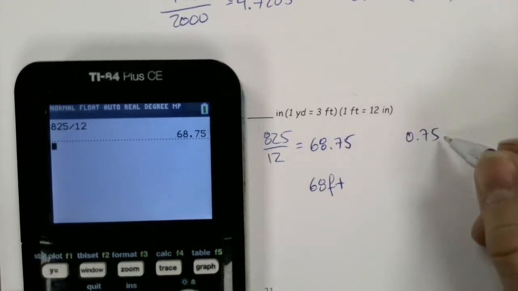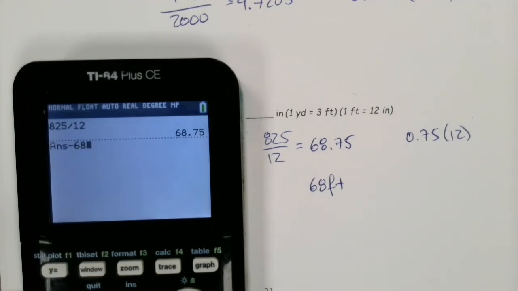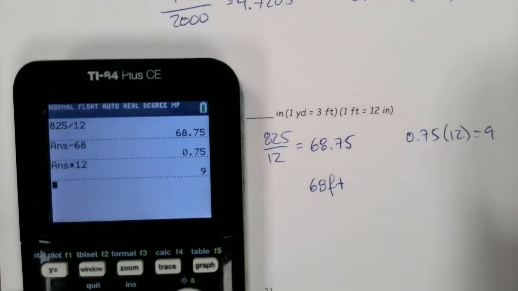Okay, so what this tells me here is I've got 68 feet, and then I've got 0.75 of a foot, and I'm going to convert that back into inches by multiplying by 12. So I'm going to subtract the 68, multiply by 12. So this is the same as 9. So I've got 9 inches.